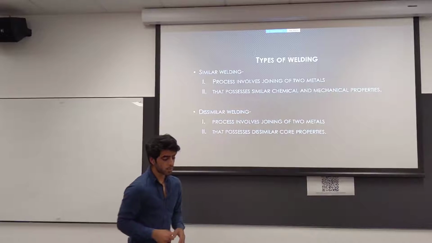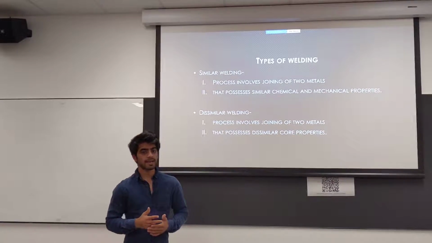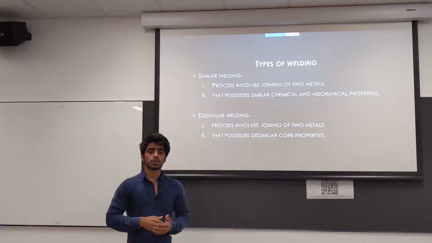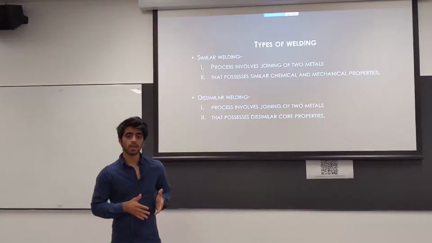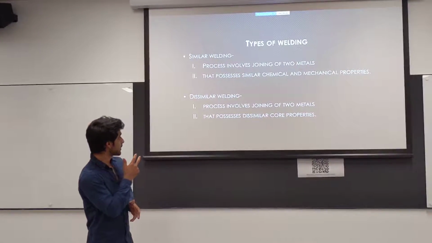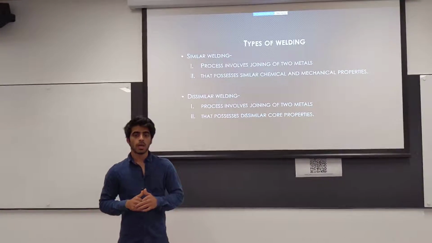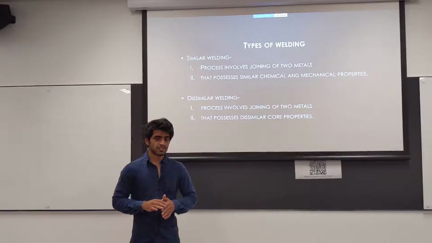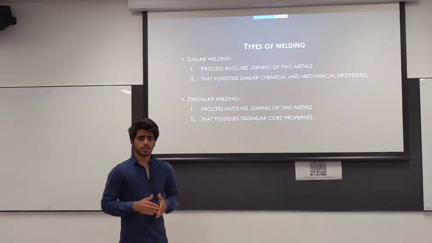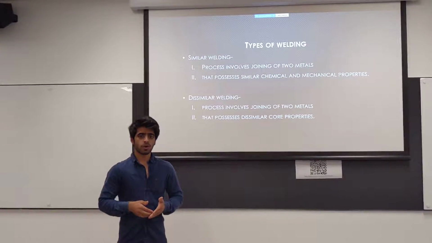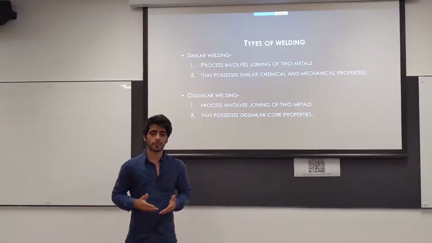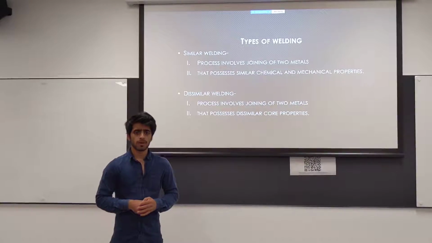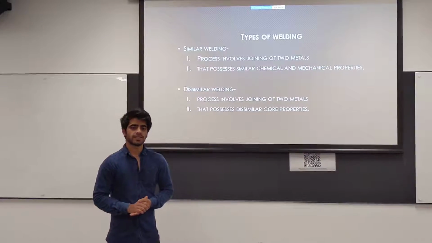Types of welding. There are two types of welding: similar welding and dissimilar welding. Similar welding is a process which involves joining together of two metals that possess same chemical or mechanical properties. Whereas dissimilar welding is a process involving joining of two metals that possess different chemical or mechanical properties, and so aren't necessarily a natural fit for each other. The term can sometimes be slightly confusing because it doesn't only involve two completely different metals such as aluminium and steel. In fact, two metals with the same name can be welded together, but if they have different properties, it is classified as dissimilar metals.